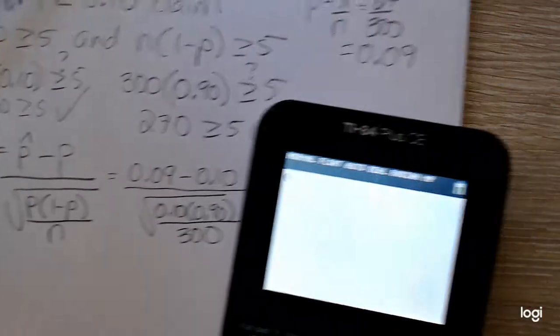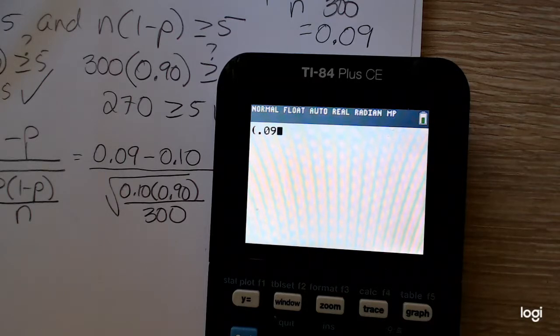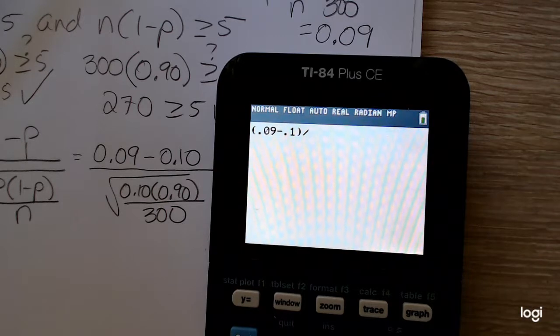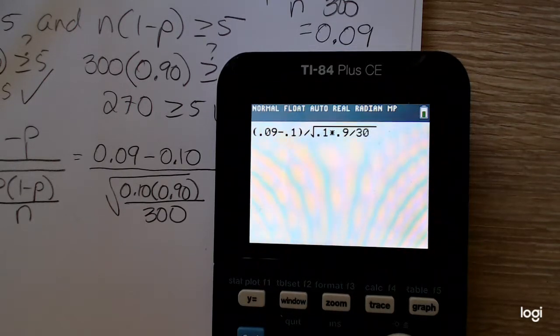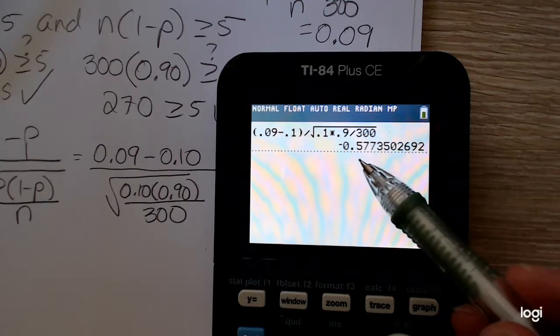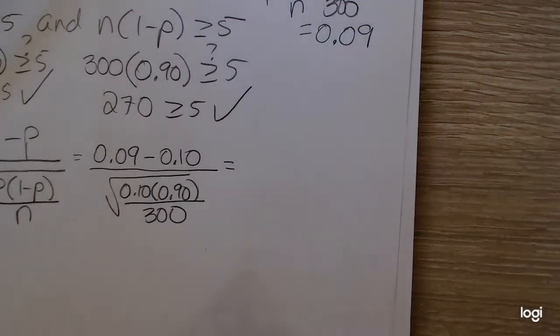So inputting into the calculator, using parentheses for the numerator expression, I get a value of negative 0.577 rounded to 3.